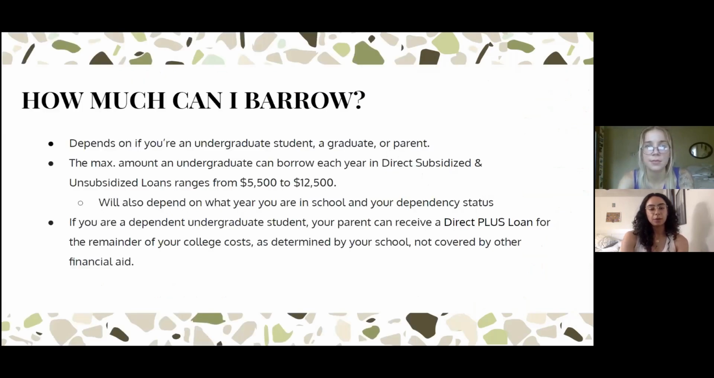So how much money can you borrow? This is going to depend on if you're an undergraduate student, a graduate student, or a parent. The maximum amount an undergraduate can borrow each year in direct subsidized and direct unsubsidized loans is going to range from about $5,500 to $12,500. This is also going to depend on what year you are in school and your dependency status. If you're a dependent undergraduate student, your parent can receive a direct plus loan for the remainder of your college costs as determined by your school and not covered by any other of your financial aid.